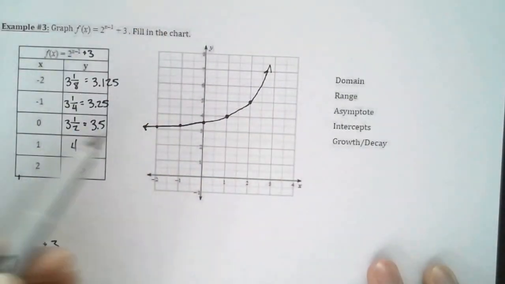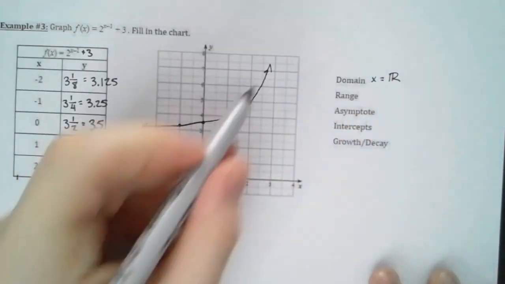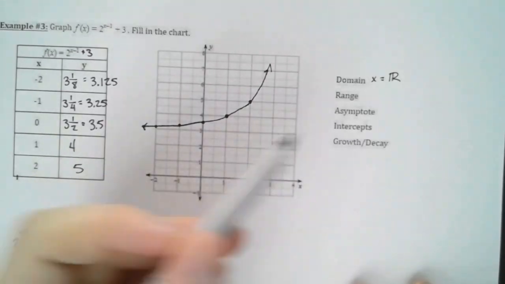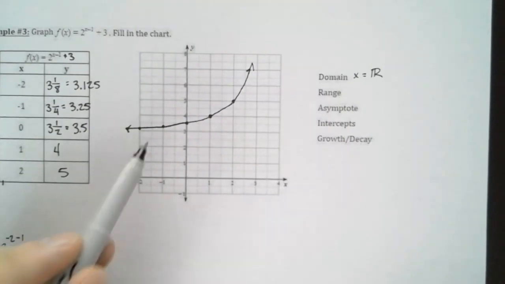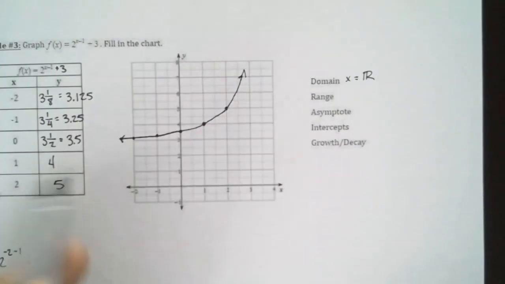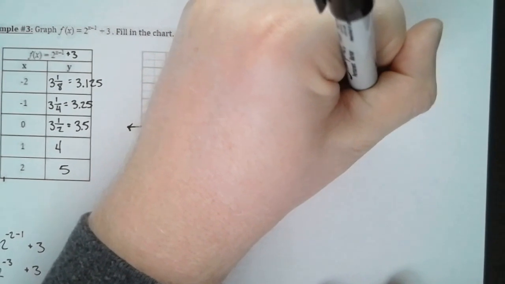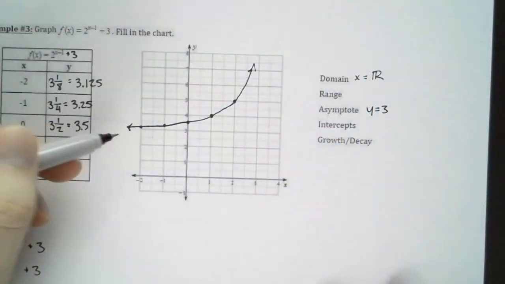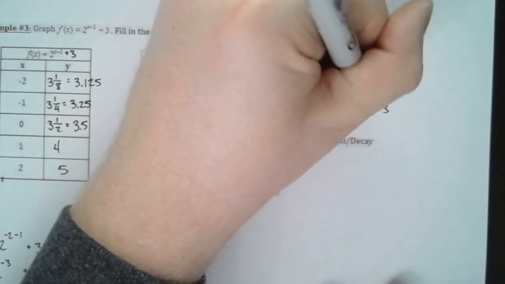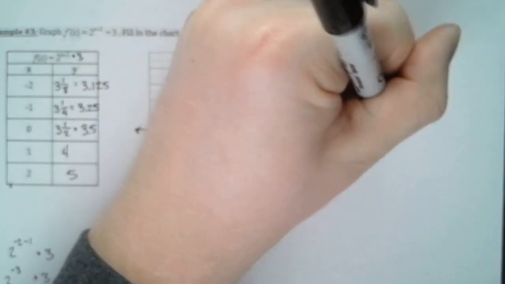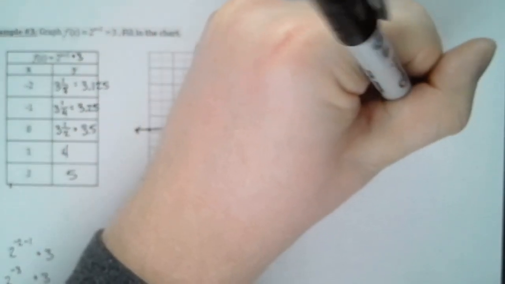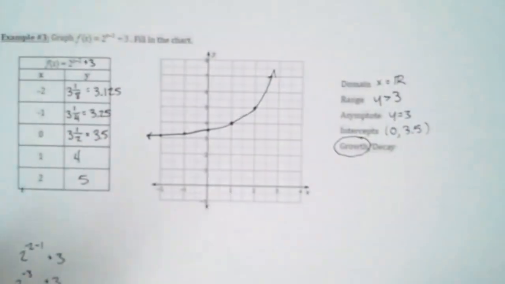Once again, we have arrows to the right, to the left. Domain is all real numbers. So even though this looks like it's pointing up, it is moving to the right forever, just very slowly. This arrow here, however, is not moving down past this y equals 3 line. We have an asymptote at y equals 3. Our range is everything above that. Our intercept is this coordinate right here, 0, 3.5. And once again, we have growth.